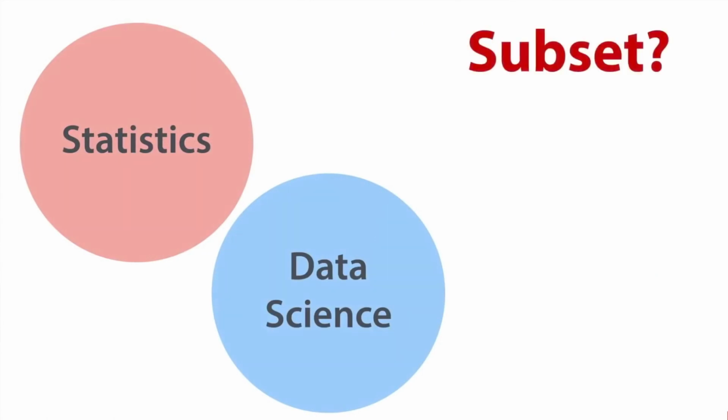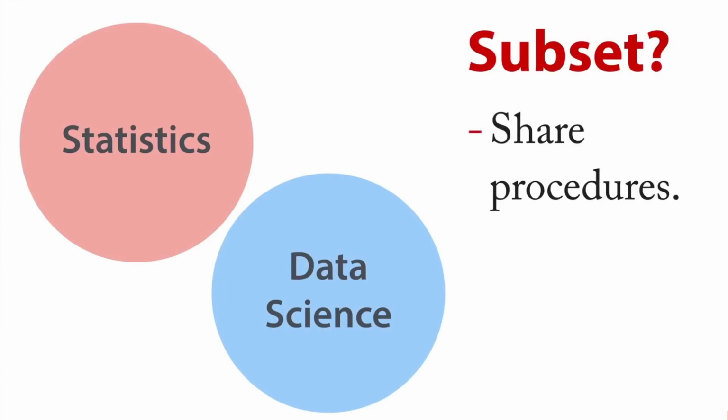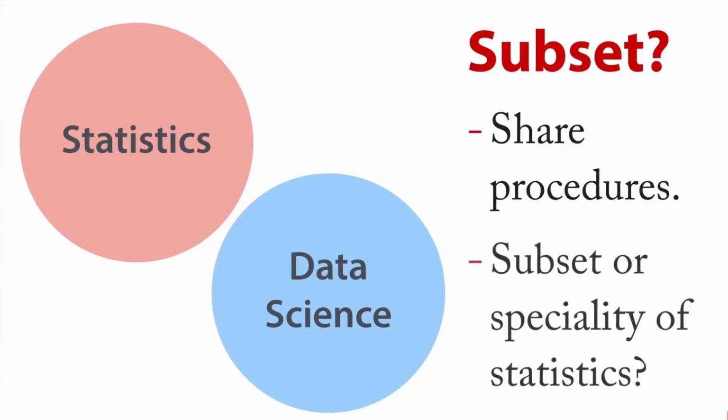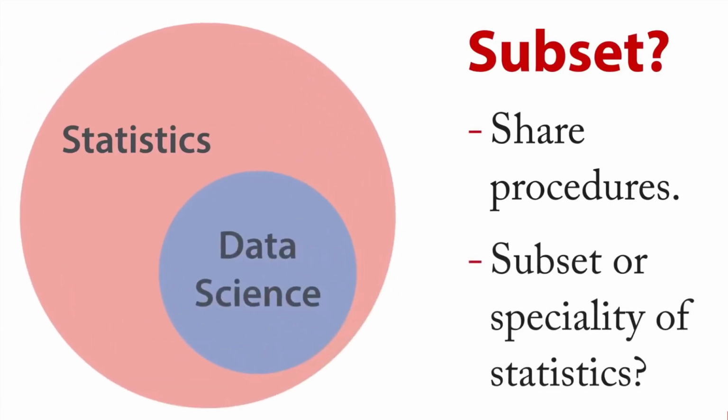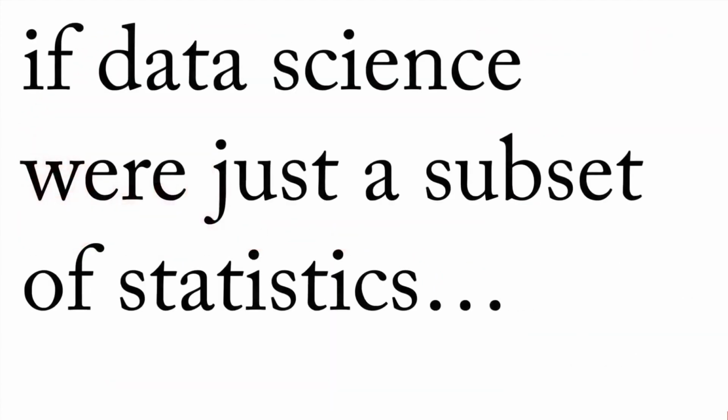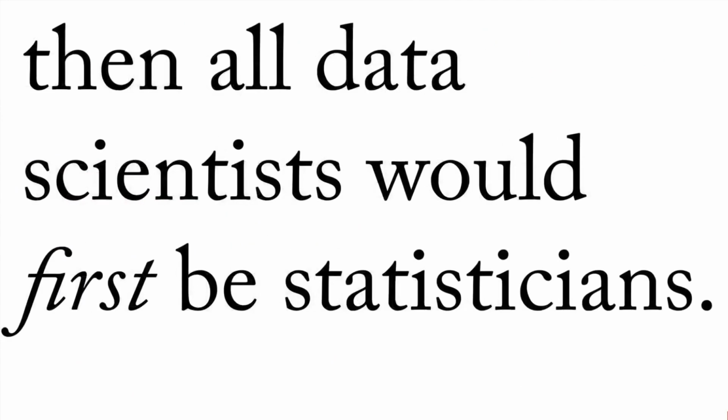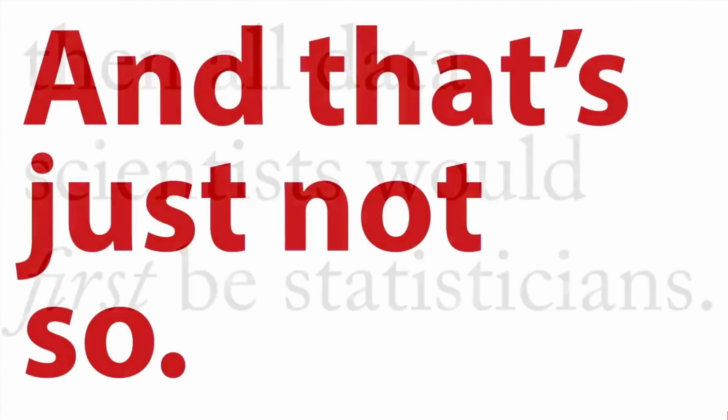Maybe data science and statistics, because they share procedures, maybe data science is a subset or a specialty of statistics, more like this. But if data science were just a subset or specialty within statistics, then it would follow that all data scientists would first be statisticians. And interestingly, that's just not so.